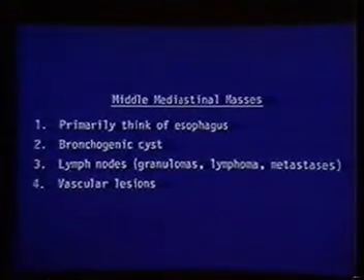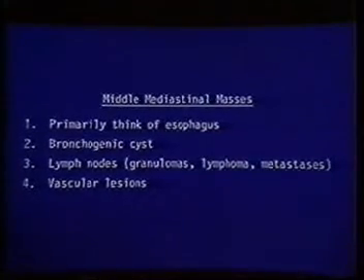Now, if you have a middle mediastinal mass, I think this is one clear-cut exception to the way you work up most mediastinal masses, because the primary structure you want to think about with the middle mediastinum is the esophagus, and therefore I think it's useful to start the workup of a middle mediastinal mass with a barium swallow.